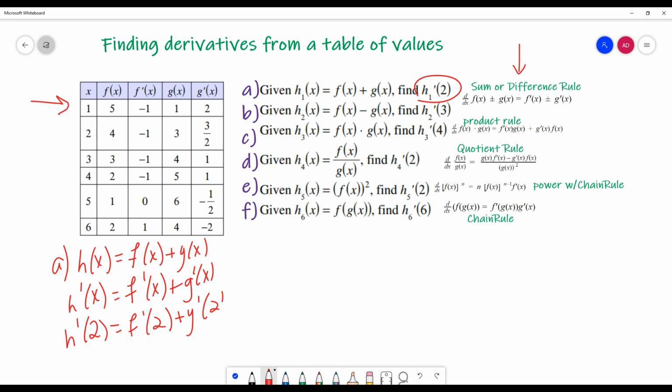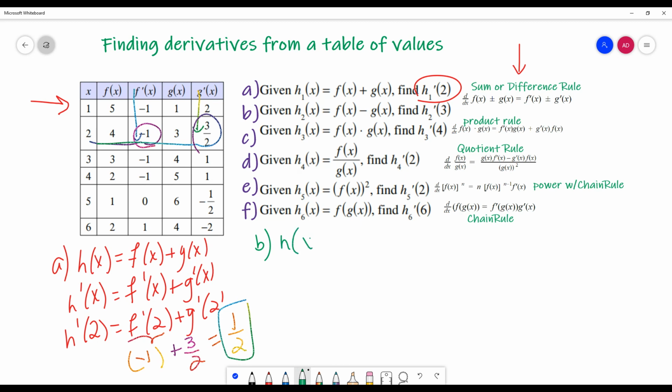Now, this is what might be causing some people some little troubles. F prime of 2, remember, to find that value, I find the intersection of the row and column that both of those numbers are in. All right, and I get -1. Not too bad. So g prime of 2, yep, 3/2. And then, of course, when I add these two together, I get 1/2. Okay, so I'm hoping that that is helpful to those that have been struggling with these table problems.